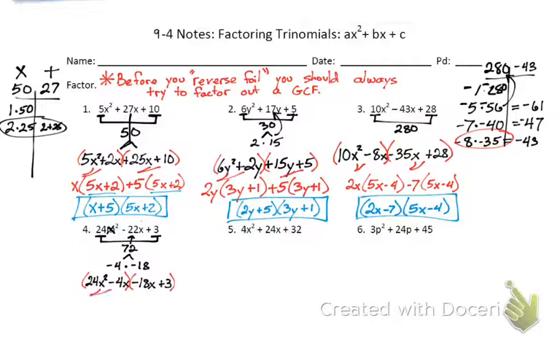So take out of the first group a 4x, leaving you with 6x minus 1. Take out of the second group a negative 3, so that you get that positive 6x minus 1 left over, giving you your final answer of 4x minus 3 times 6x minus 1. Done.